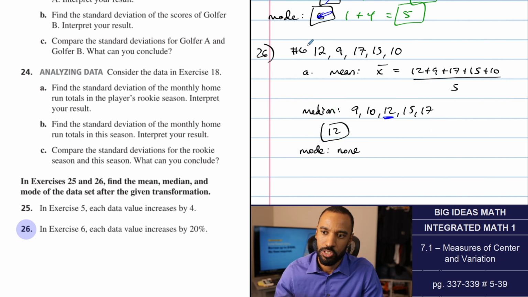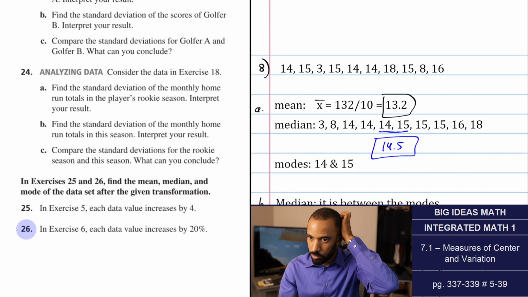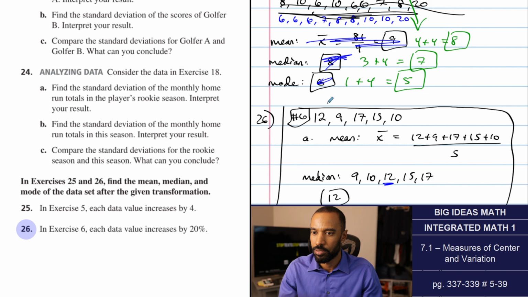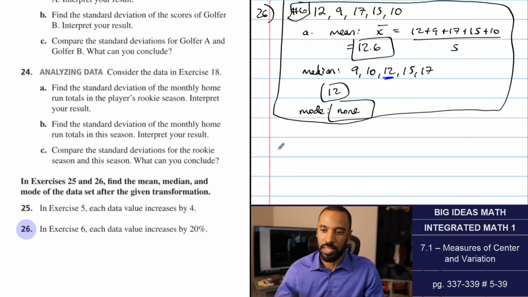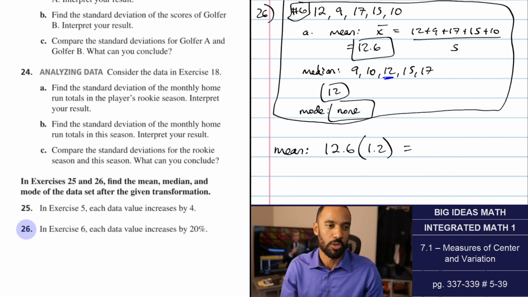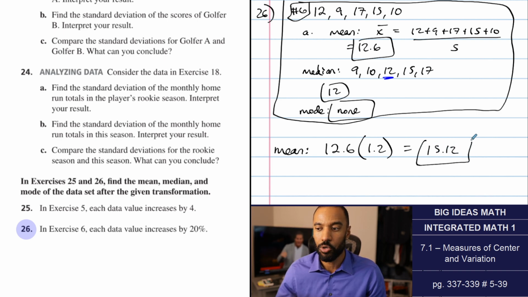Here's number 6 values. Okay, so the mean. Oh, where did my mean go? It didn't copy over. The mean was 12.6. The median was here. The mode was here. All right, the new mean for the new one is going to be 12.6 times 1.2, since a 20% increase is 1.2. You might remember that from some word problems we would have done in the past. So 12.6 times 1.2 is 15.12. This is our new mean without increasing every value by 1.2.